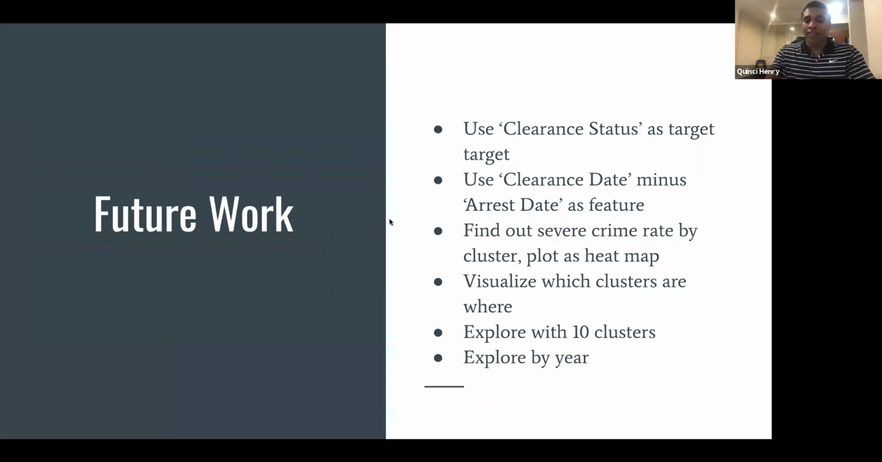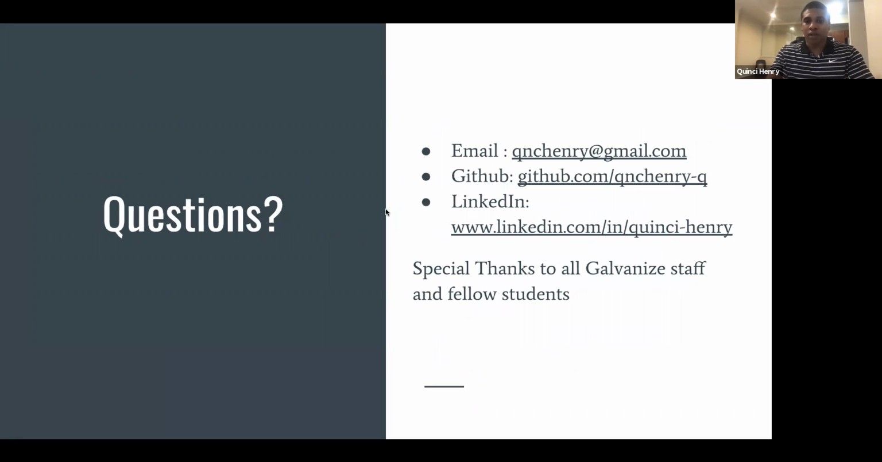Future work, I'd like to do some of these things: explore with 10 clusters instead of 9. 10 is the number that Austin used. And I'd like to explore by year as well to see if there was a positive or negative correlation or trend. So I'd like to give thanks to all Galvanize students and especially the staff. Are there any questions?